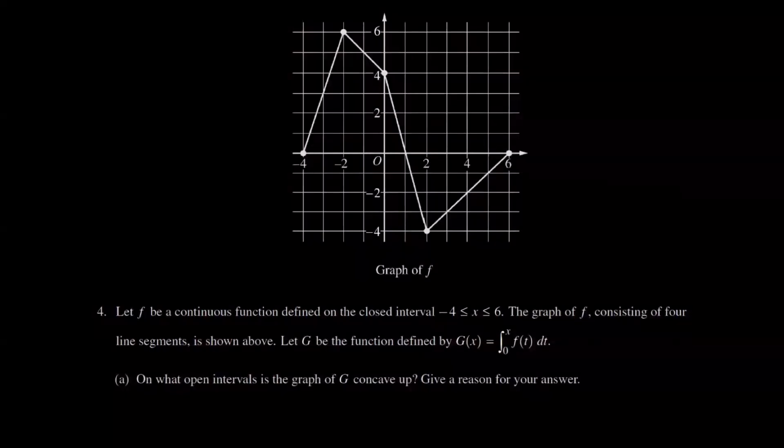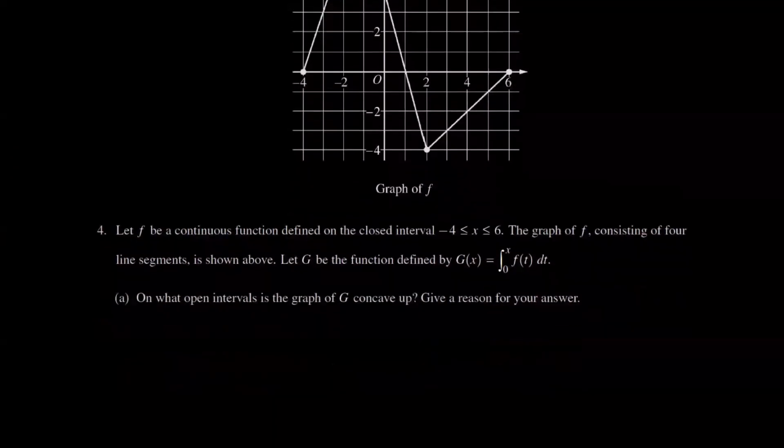In this question, we are given function f, which is a continuous function defined on the closed interval from -4 to 6. And the graph of f, consisting of 4 line segments, is shown above. We're also told that there is a function g such that g of x is equal to the integral from 0 to x of this function f. And the first question is, on what open intervals is the graph of g concave up?